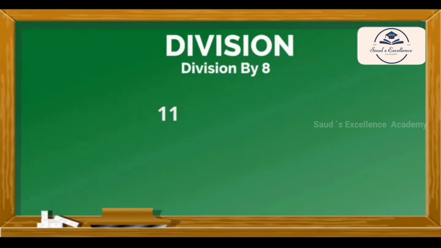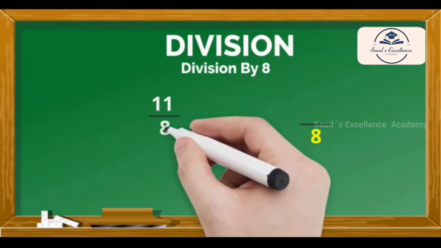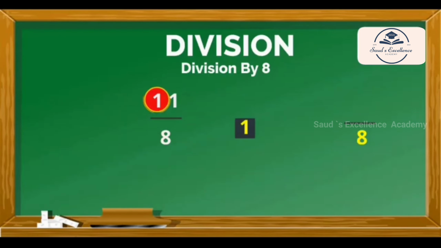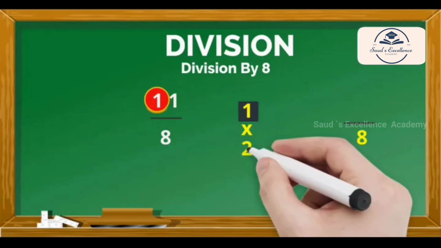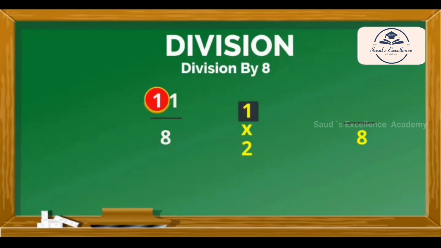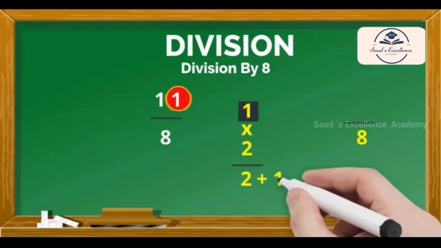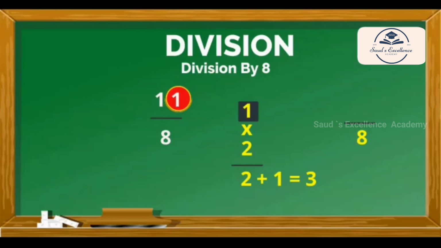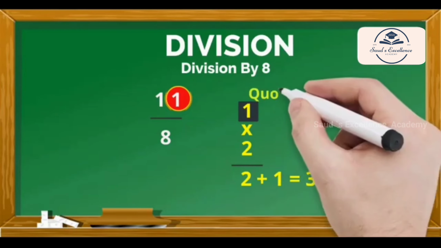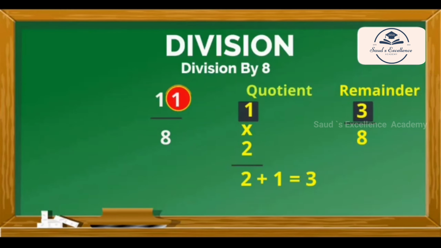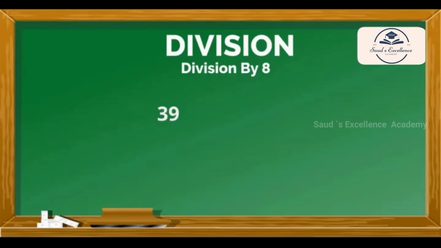Let's start with an example like 11. Divide by 8. We write the tens digit, 1. We multiply with 2, because 8 is just 2 less than 10. 2 multiplied by 1 equals 2. Add the unit digit 1 with 2, equal to 3. We write 3. 1 is your quotient. 3 is our remainder.